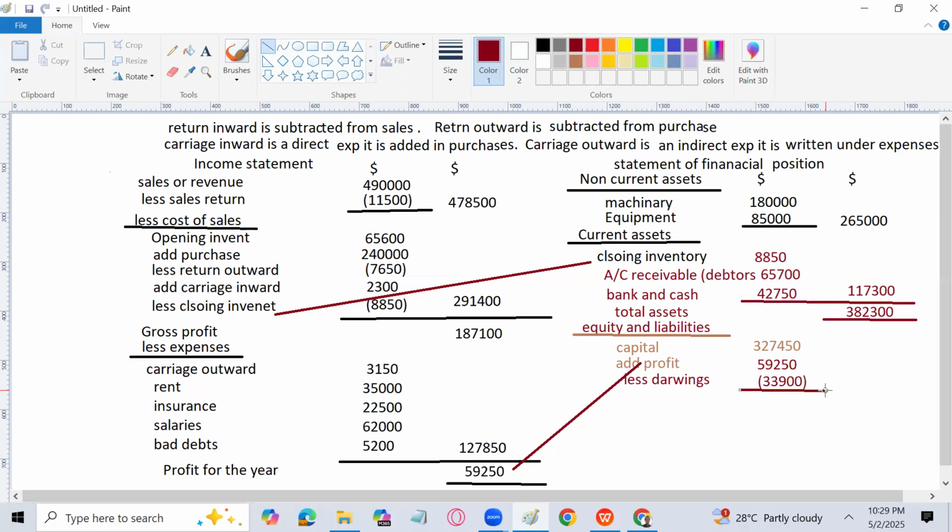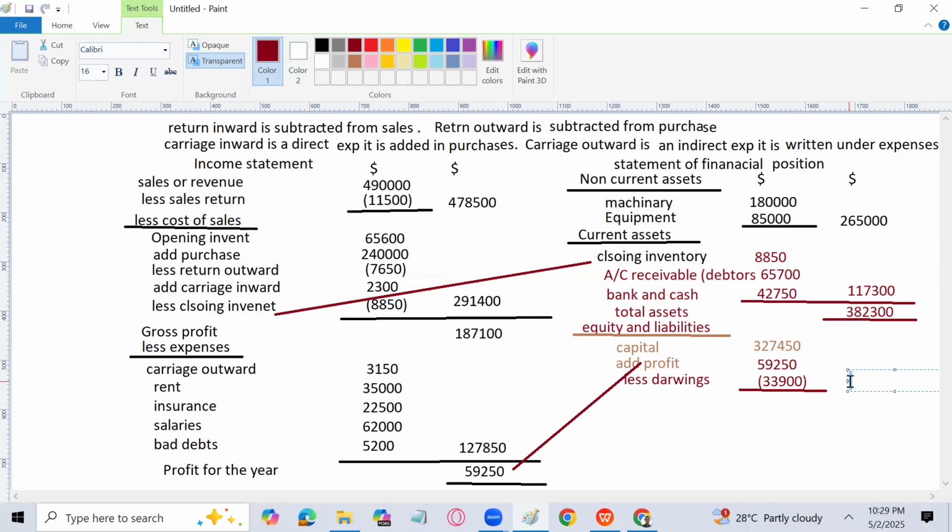So let's calculate the amount. 327,450 plus 59,250 minus 33,900. So this will be 352,800. This is going to be 352,800. Now I will write the non-current liability section.